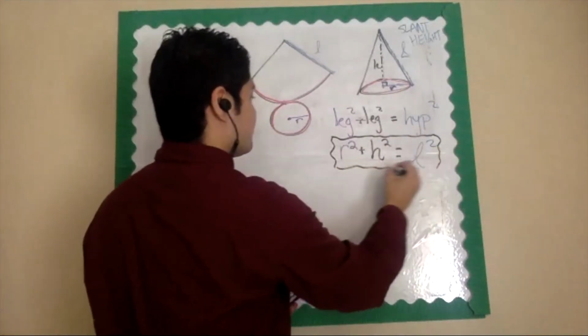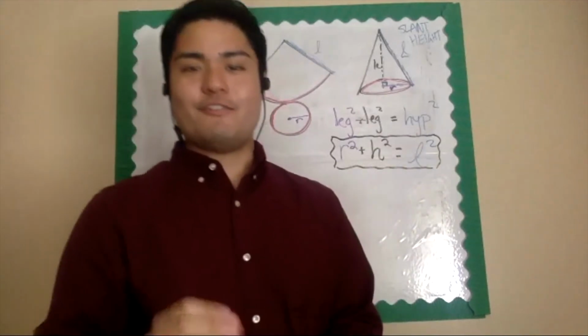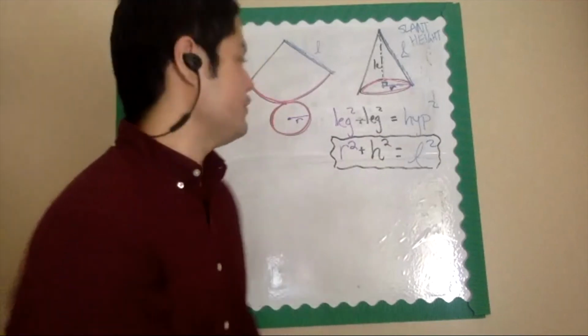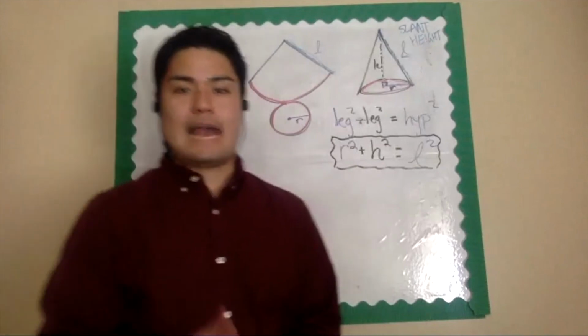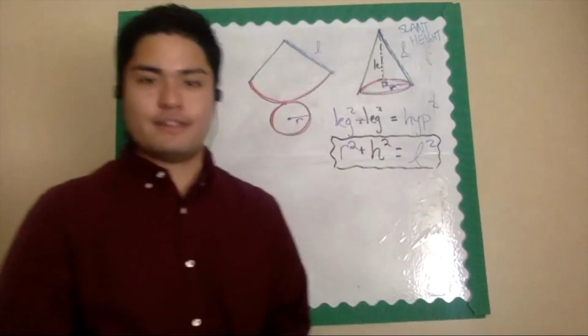And this formula using the Pythagorean theorem is pretty important because if you know two of the distances, you can always find the third distance. If you know the radius and the slant height, you're always able to find the actual height. And it's true if you know 2 out of 3, you can always find the third one.